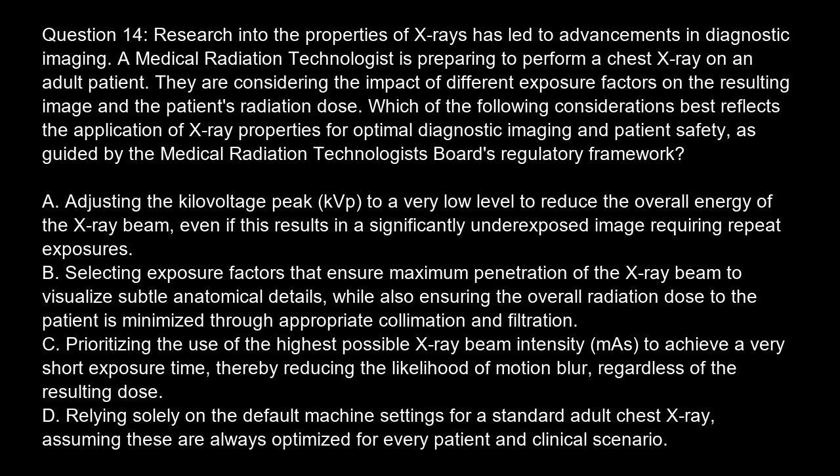Option C. Prioritizing the use of the highest possible X-ray beam intensity, mAs, to achieve a very short exposure time, thereby reducing the likelihood of motion blur, regardless of the resulting dose. Option D. Relying solely on the default machine settings for a standard adult chest X-ray, assuming these are always optimized for every patient and clinical scenario.